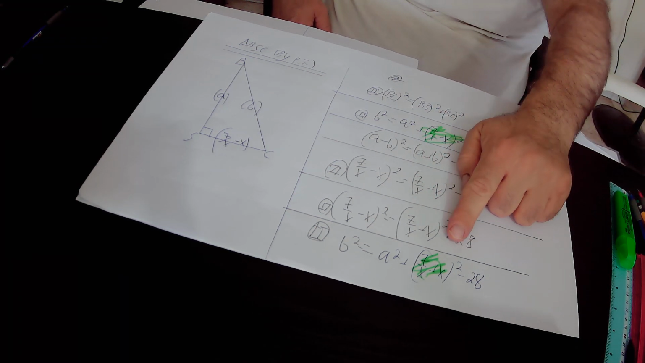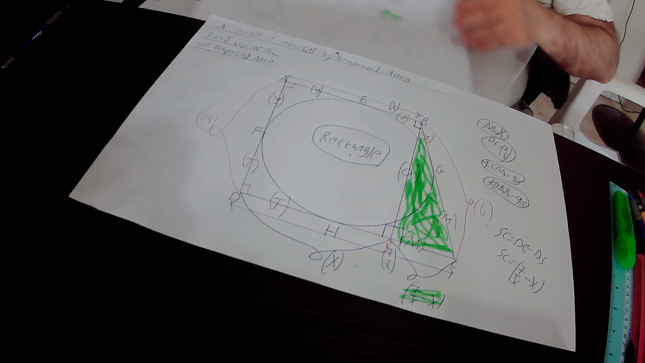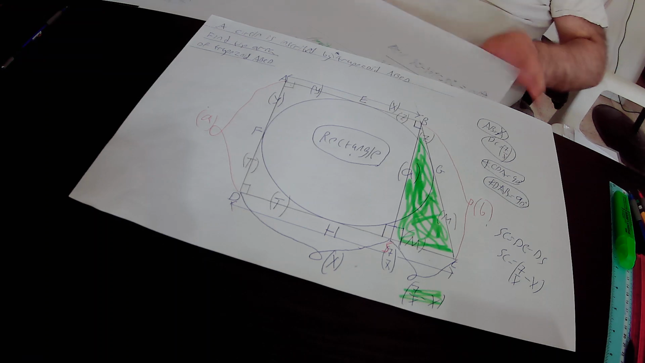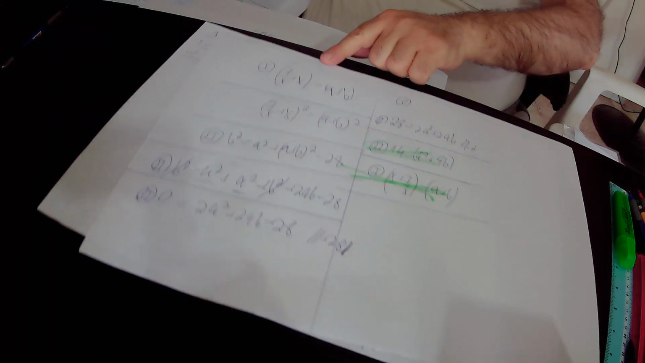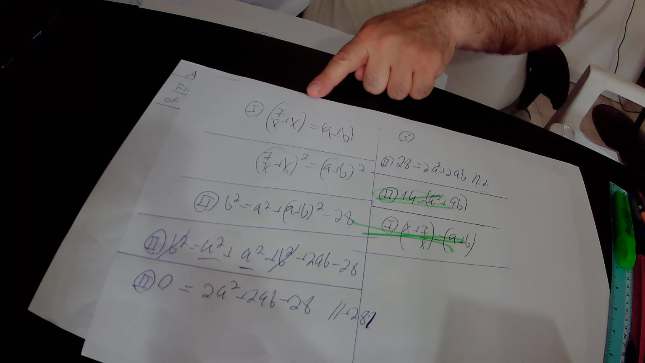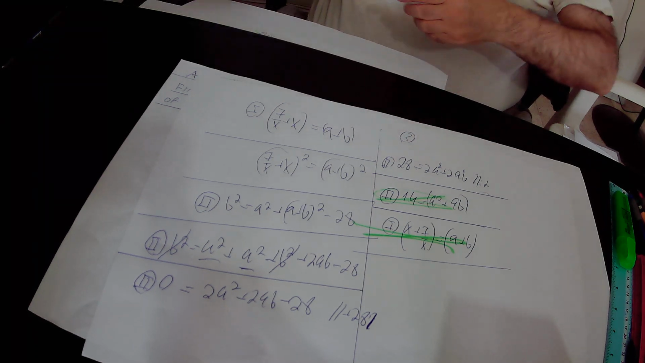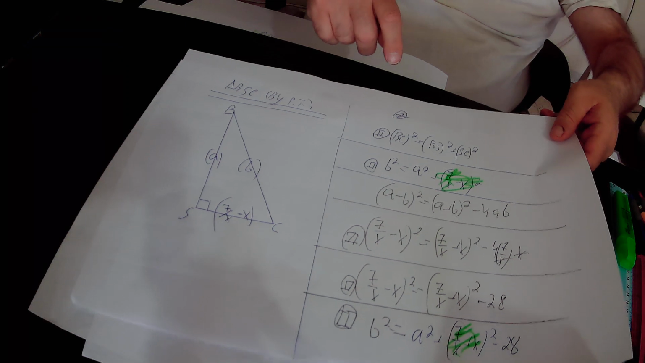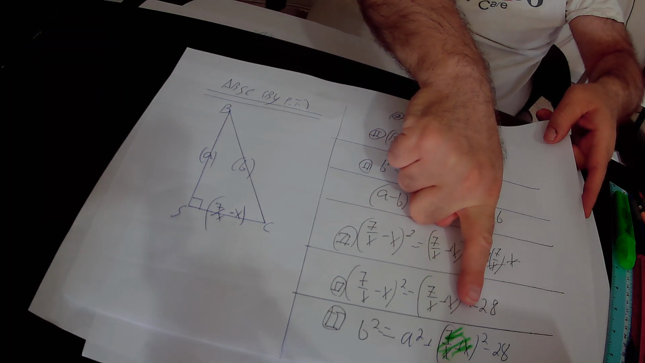And here, according to equation 1, 7 over x plus x equals a plus b, therefore (7 over x plus x) squared will be equal to (a plus b) squared. Therefore, we can substitute (7 over x plus x) squared in this equation 2 by (a plus b) squared.